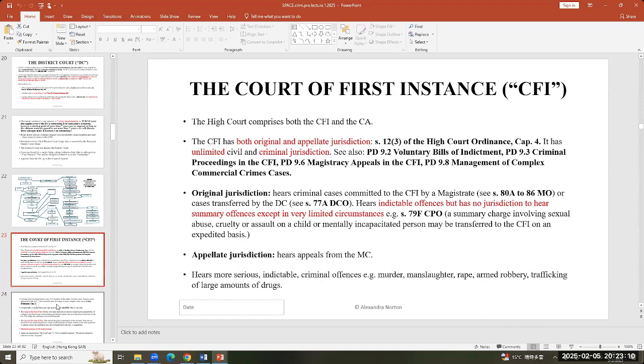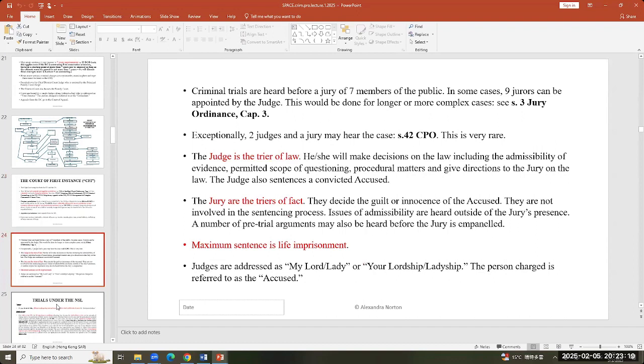So in the CFI, we're generally hearing very serious indictable criminal offenses: murder, manslaughter, rape, etc. Usually you have 7 members of the jury. Very exceptionally, you may have 9. And there is this provision in section 42 in which 2 judges in a jury may hear a case. It's so rare that I have never come across it in any of the cases that I've looked at or in practice. So don't worry too much about that. Just remember that generally in the CFI, it's the jury and a judge. And you address the judge as either my lord, my lady, or your lordship, your ladyship.